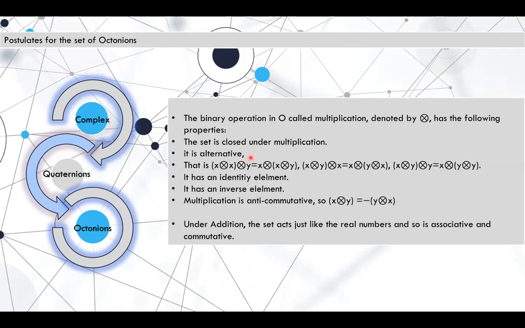We have that it is alternative instead of associative. That just means that it's associative for every subalgebra of any two elements. So we actually need three different parts to describe this relationship. It has an identity and an inverse element, and it is anti-commutative. So x times y is minus y times x.